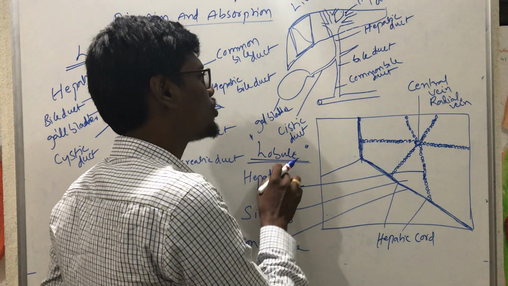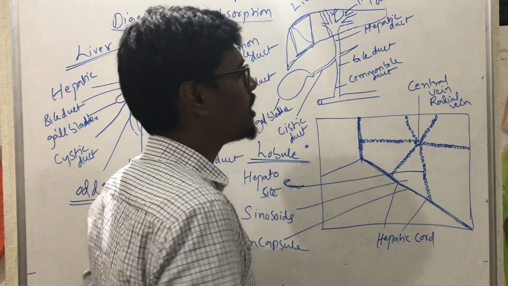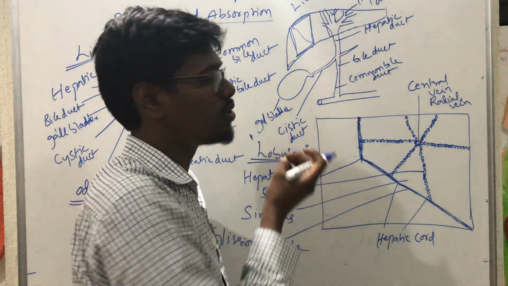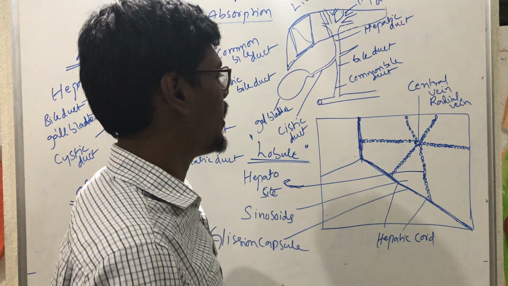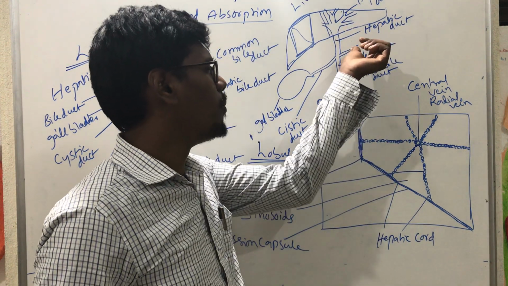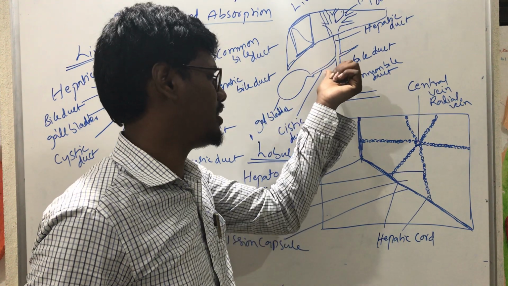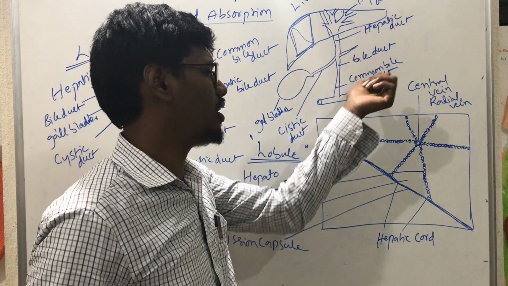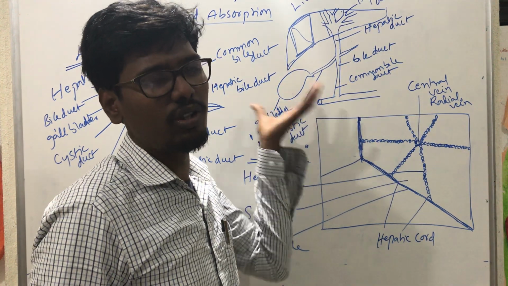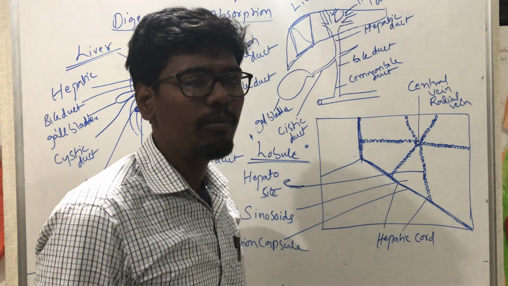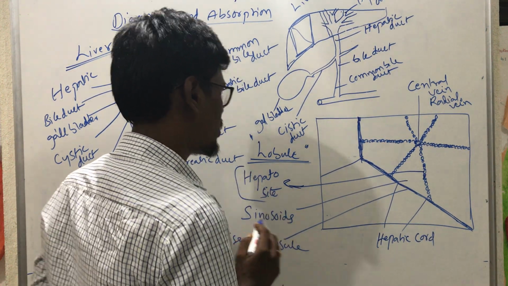This bile juice is collected in the hepatic ductules. Then from the hepatic ductules it goes to the hepatic duct, then the common bile duct, and the gallbladder. The gallbladder has the cystic duct. After that, the common bile duct goes to the pancreatic duct, then to the duodenum. So the hepatocytes are the bile juice producers.